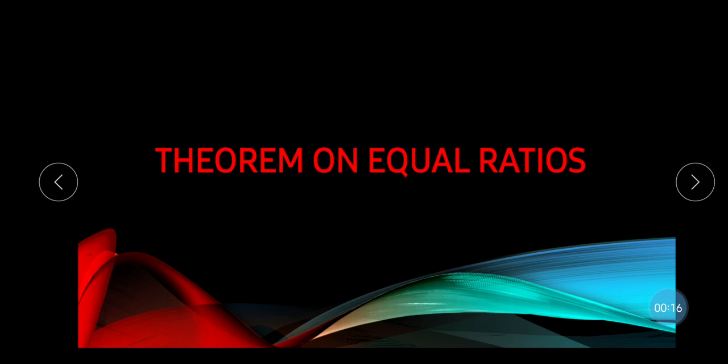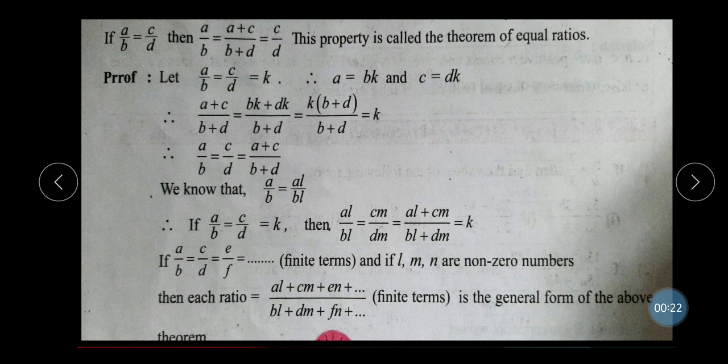Today, we will be learning the new concept about theorem on equal ratios. Theorem on equal ratios: if a/b = c/d, then a/b = c/d = (a+c)/(b+d). This property is called the theorem of equal ratios. Now let's see how to prove this.